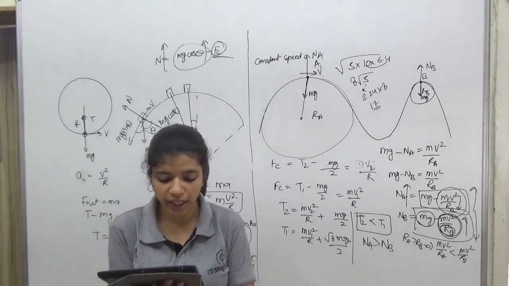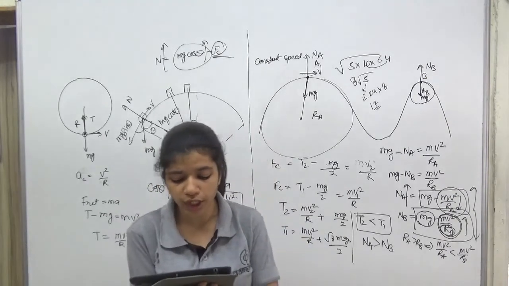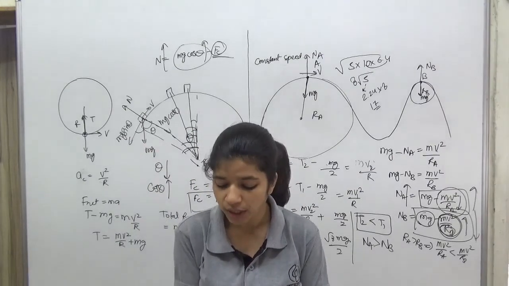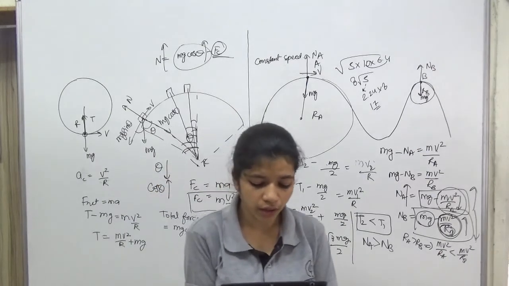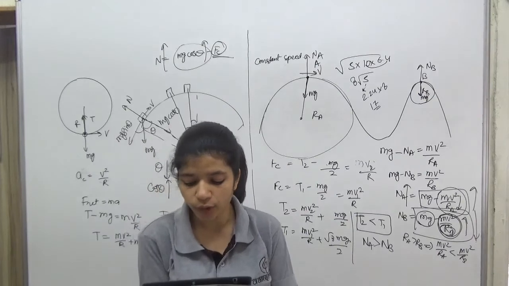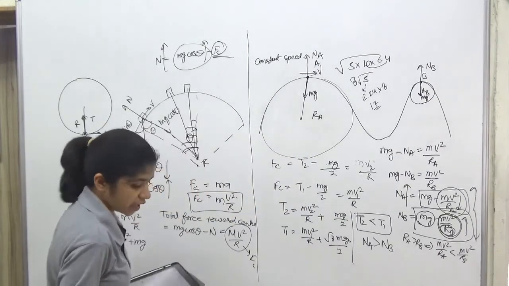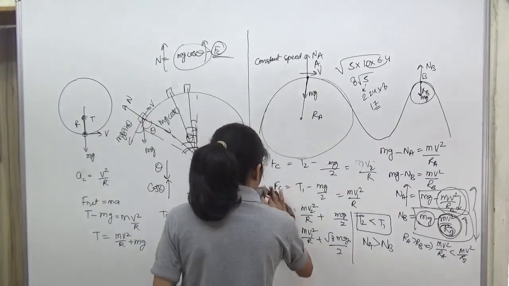Question number E11. A weightless thread can bear tension up to 3.7 kg weight. A stone of mass 500 grams is tied to it and revolved in a circular path of radius 4 meter in a vertical plane. If g is equal to 10, then the maximum angular velocity of the stone will be. So the maximum tension the thread can bear is how much? 3.7 kg weight.